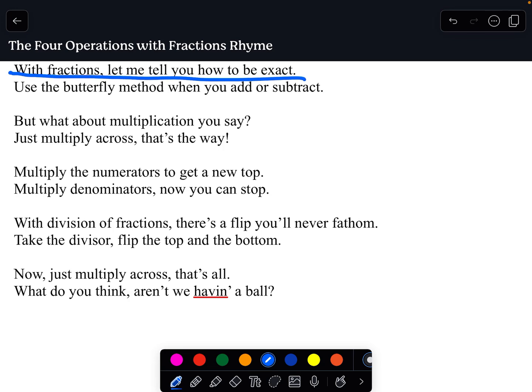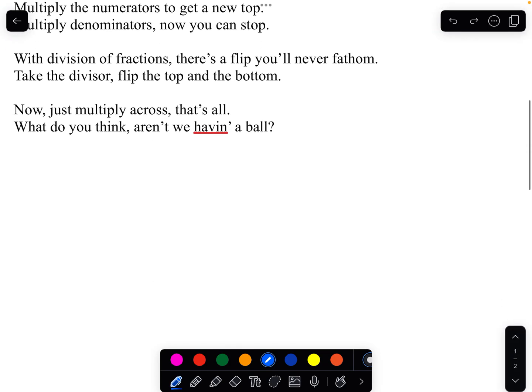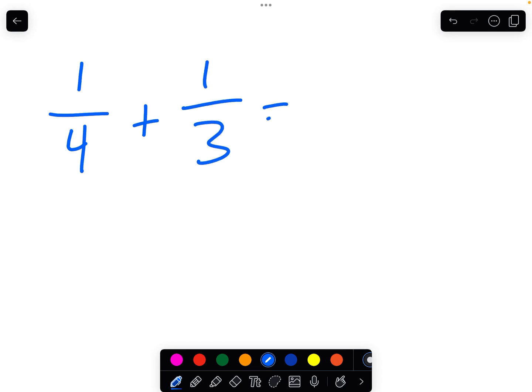With fractions, let me tell you how to be exact. Use the butterfly method when you add or subtract. Let me remind you what the butterfly method is.